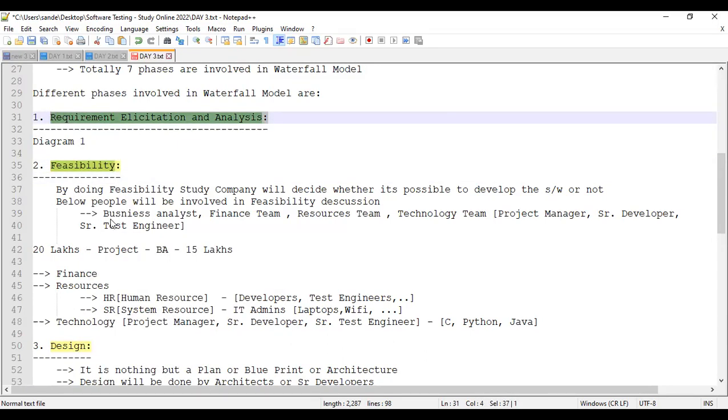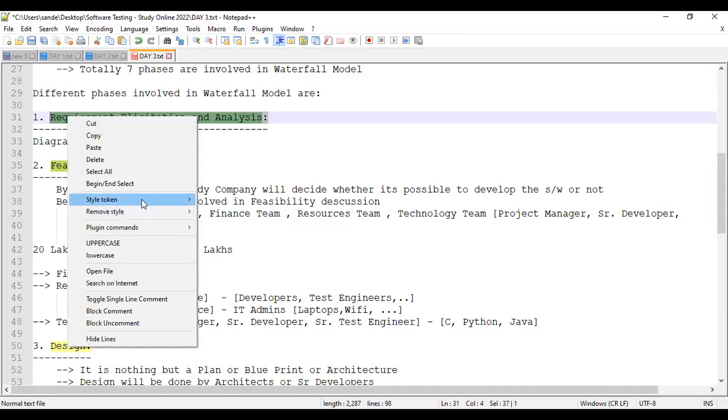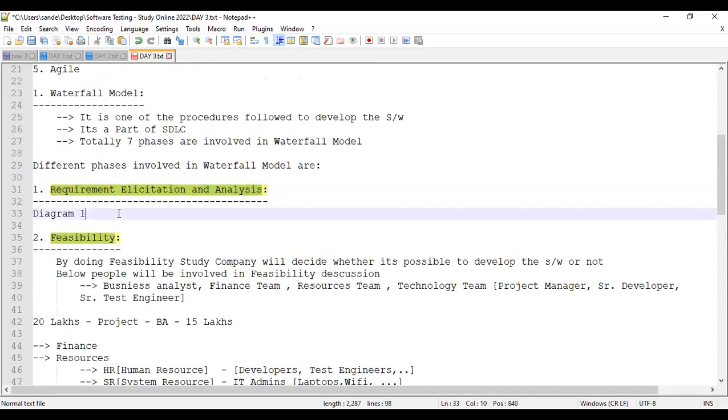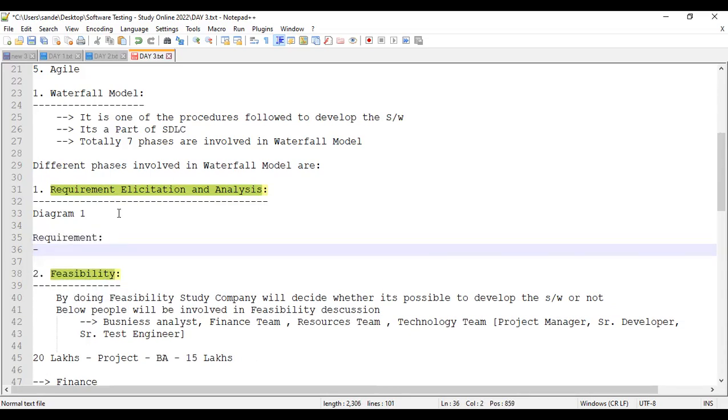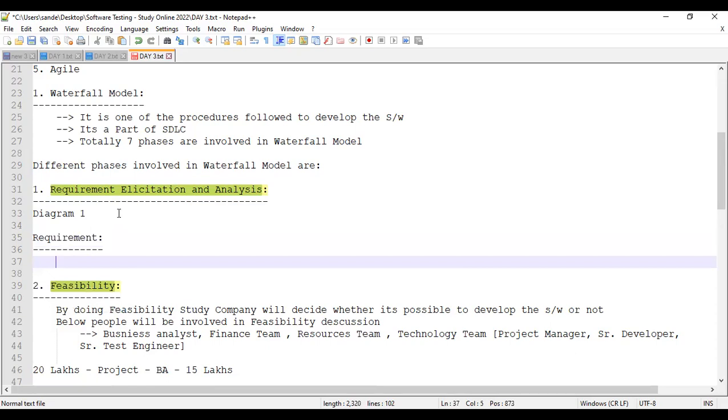Let me just change this. Okay, first, I think if you would have taken the screenshot of the diagram, I'm going to give the definition of some things. What is requirement? Anybody please tell me what is requirement? Please define the requirement. Requirement is very simple, right?